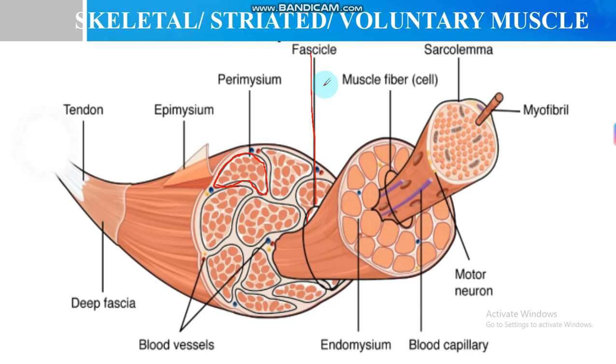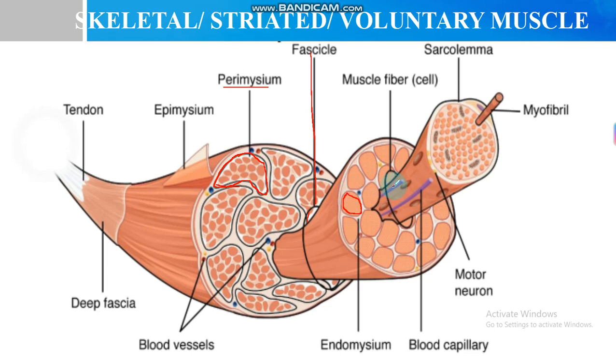So if I ask you which of the following is a name given to a bundle of muscle fibers, it is called a fascicle. Remember now, a fascicle is covered by an outer membrane which is called a perimysium. So inside the fascicle, inside the bundle, there are many muscle fibers.